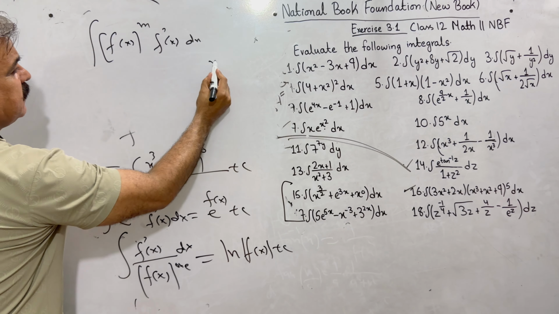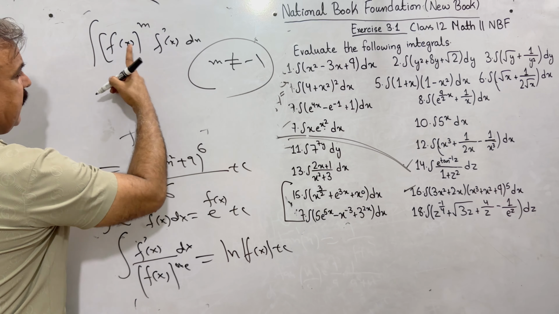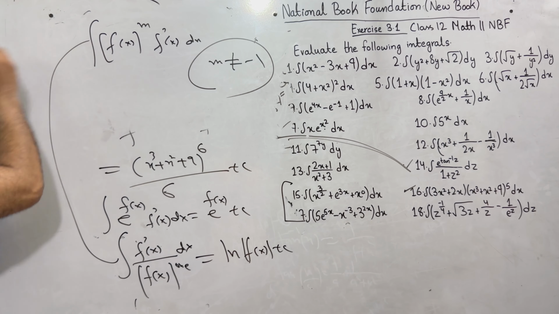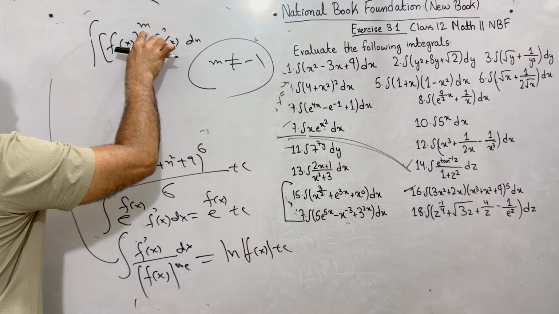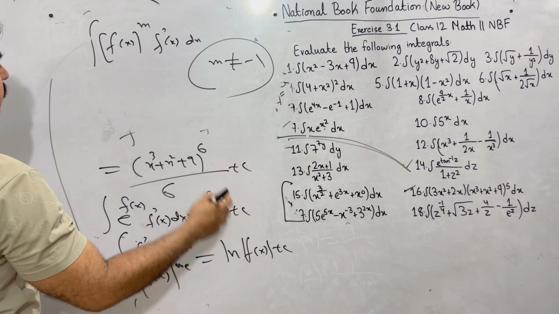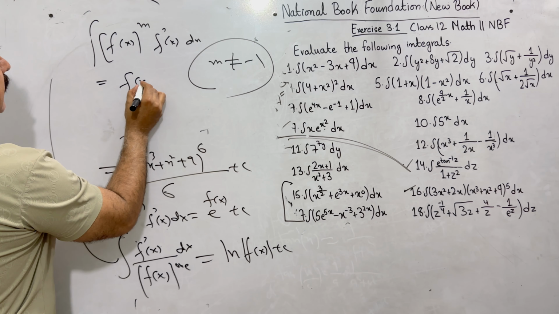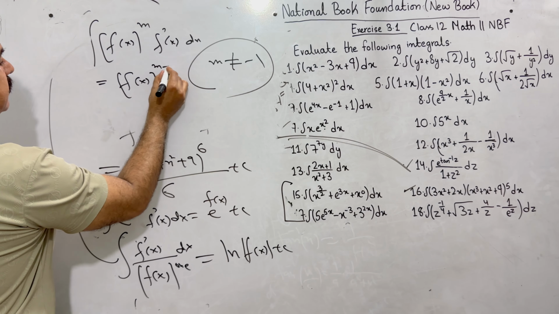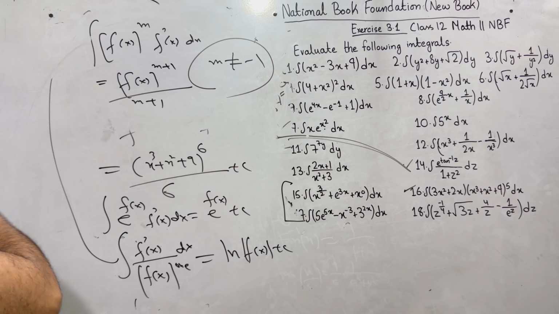That's why in such types of questions there is a restriction: m does not equal minus 1. If m is equal to minus 1, then it is the situation of ln. So m not equal to minus 1 is an exception. If m does not equal minus 1, then its integration is given by adding 1 to the power and dividing by the same. And it's cool, we have done it.